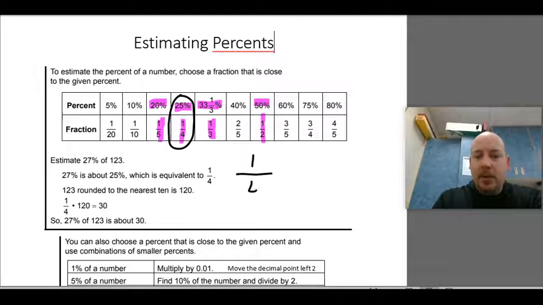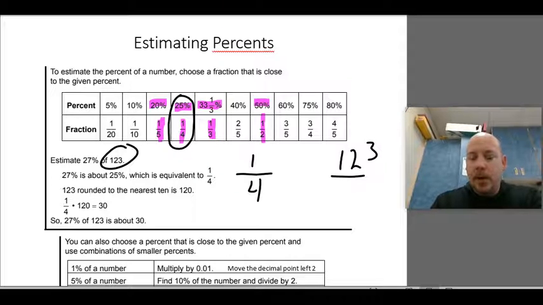Now, when I think about my other number, it has to be easily divisible by 4. So if I think about 123, it starts with 12. I know 12 is divisible by 4, so all I'm going to do is change the 3 into a 0, and I'm going to make that 120. So essentially what I'm thinking about is what's 1/4 of 120. So I've rounded my number to make it easy to go with the fraction. I could do 124, but again, I'm just trying to get an estimate and make it as easy as possible. So we're just going to stick with 120 here.